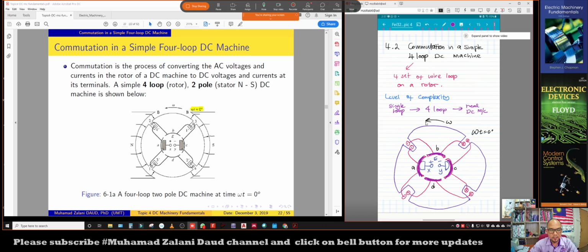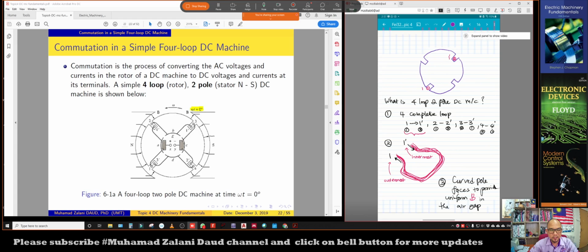We consider a four-loop DC machine here instead of a single loop, which is very simple and which we have discussed before. We have already understood the voltage induced, the force induced, and the torque induced, but now we are considering the four-loop DC machine to talk about the commutation behavior of this DC machine.